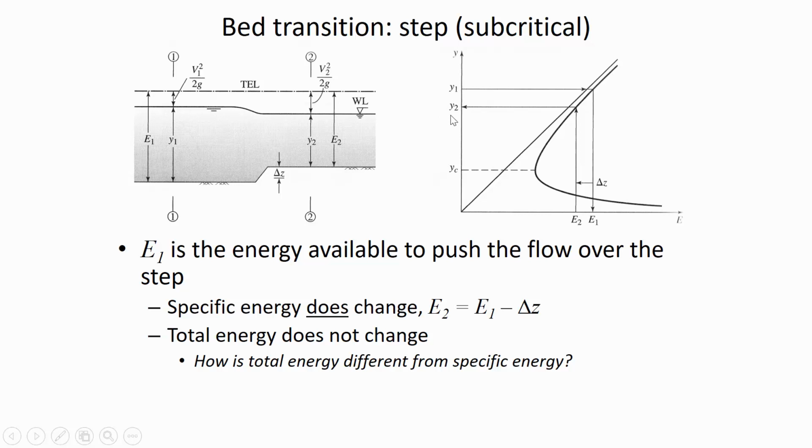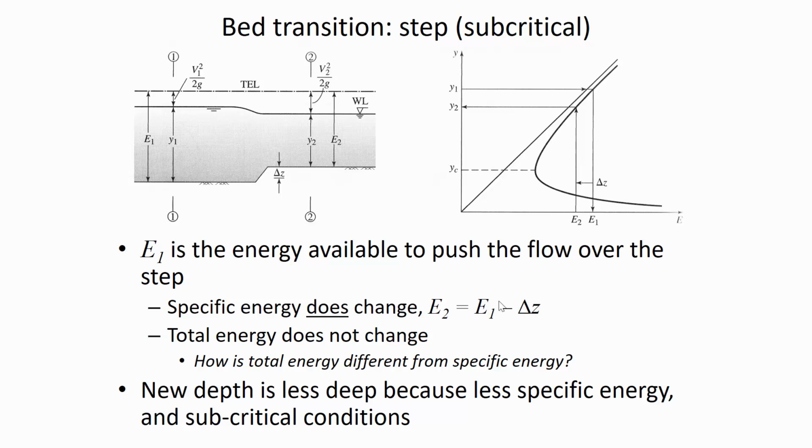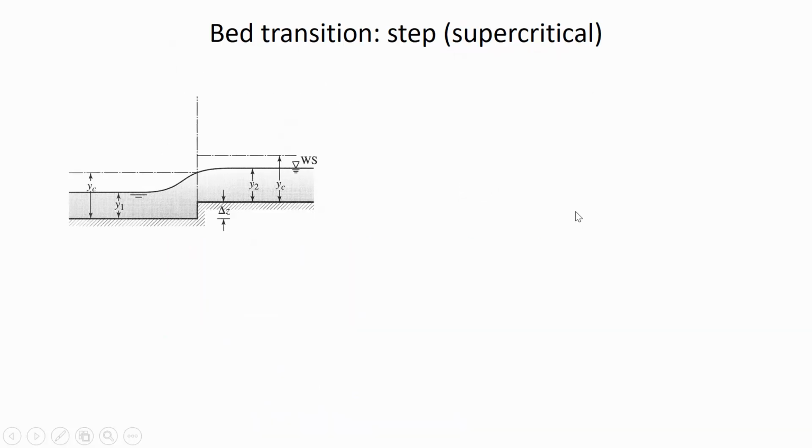And from a quantitative perspective, it's the same as what we just did on the whiteboard, except that the delta Z is added to the other side of the equation. Okay? So here, the new depth is going to be shallower than the depth at 1. Y2 isn't going to be as deep as it was upstream because of that removal of specific energy.